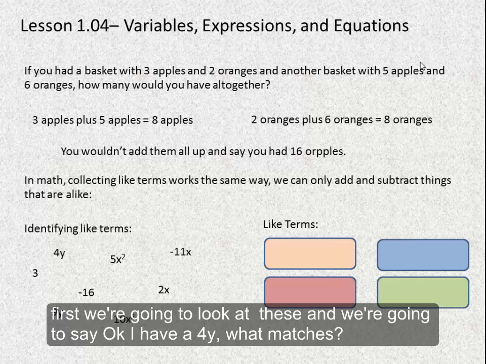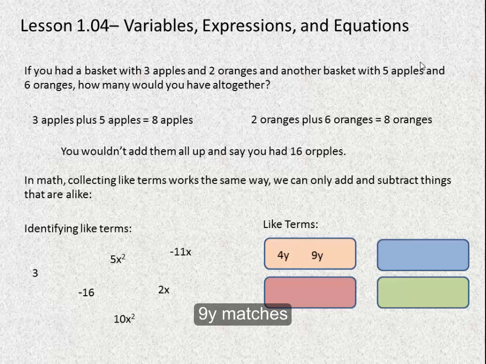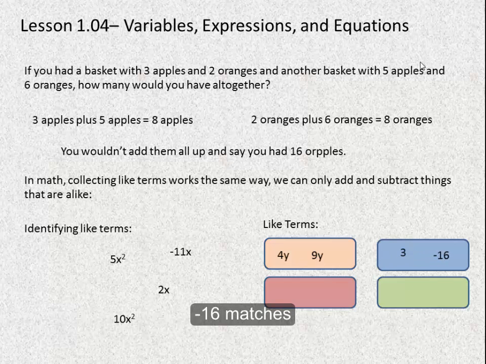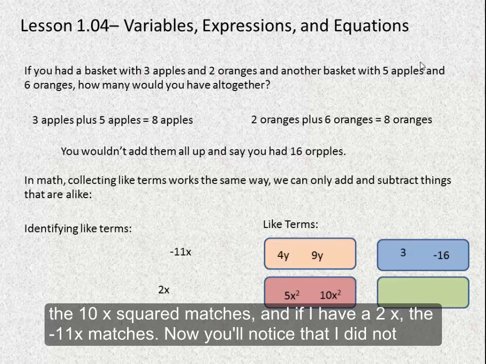First, we're going to look at these, and we're going to say, okay, I have a 4y. What matches? 9y matches. And then if I have a 3, there's no variable, so what matches? Negative 16 matches. If I have an x squared, the 10x squared matches. And if I have a 2x, the negative 11x matches.